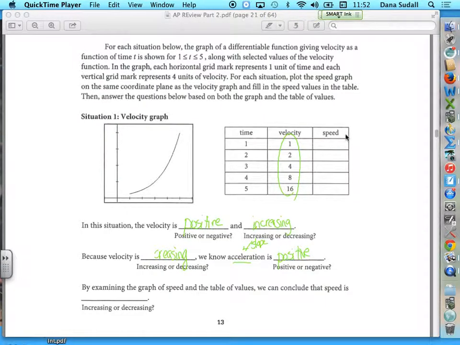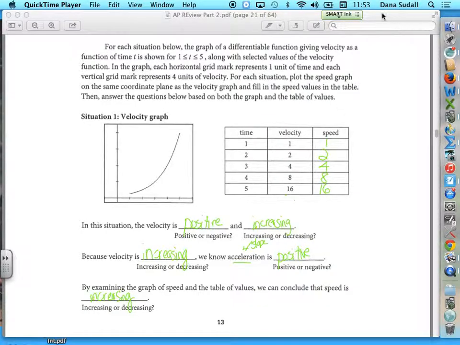Let's fill in the last column for this chart as well. So it asks about speed. Speed's just the absolute value of the velocity. Well, all of our velocity values are already positive, so they're just going to stay the same. So the speed and the velocity for this example are the same because they're already positive. By examining the graph of speed and the table of values, we can conclude that the speed is increasing. If you look at those values, they are increasing. So the graph was concave up, the curve was increasing, and the curve was above the x-axis.